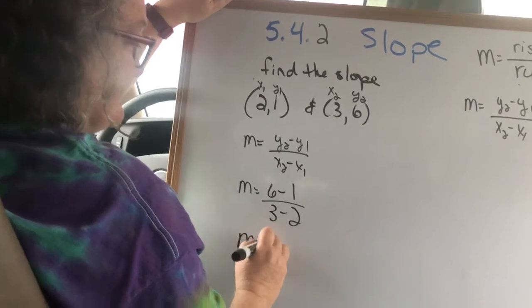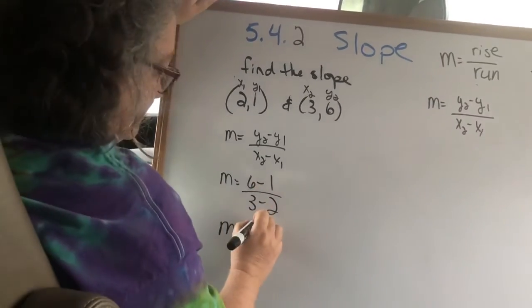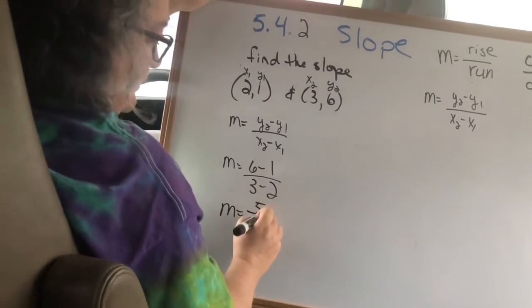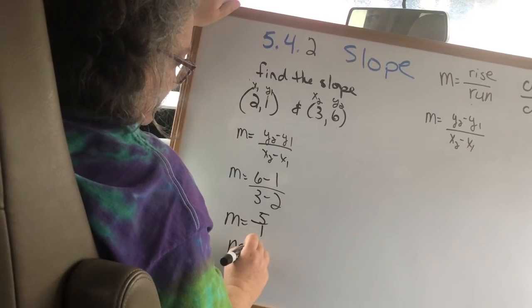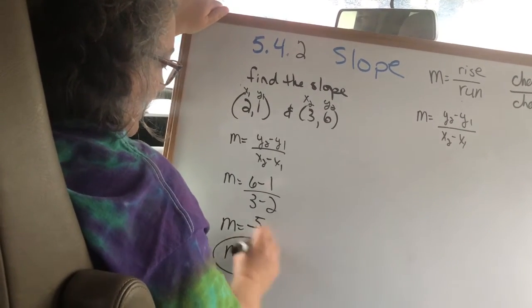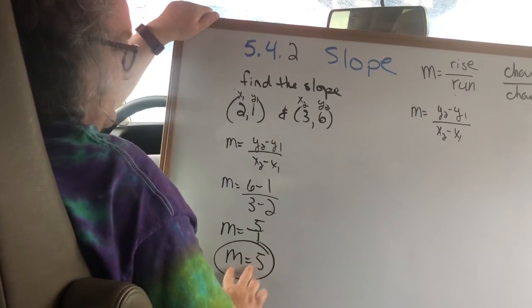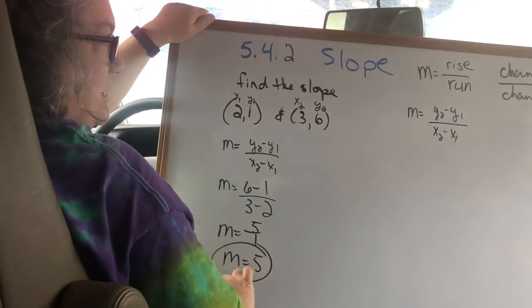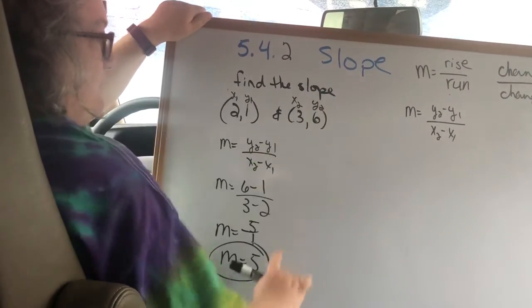And now we just need to simplify this. 6 minus 1 is 5, and 3 minus 2 is 1. So the slope is 5. I have a slope of 5. That's a positive slope. That means if I wanted to graph it, it would be going up from the left to the right.